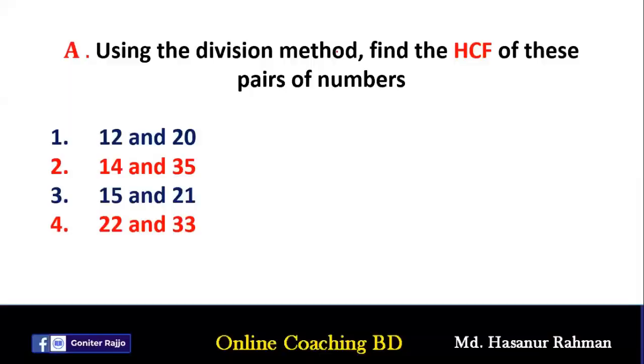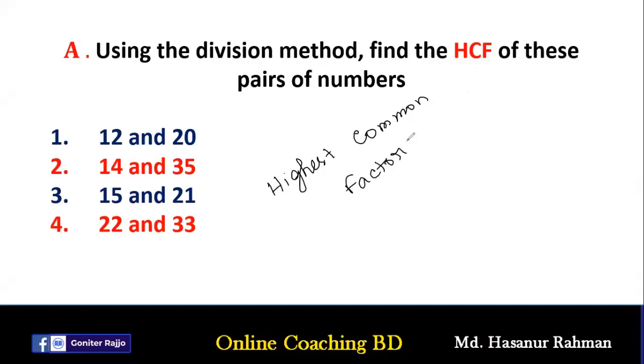Number A says using the division method find the HCF of these pairs of numbers. So what does HCF mean? HCF means highest common factor. So actually we have to find out the common factors, and from the common factors the highest one is called the highest common factor or HCF.